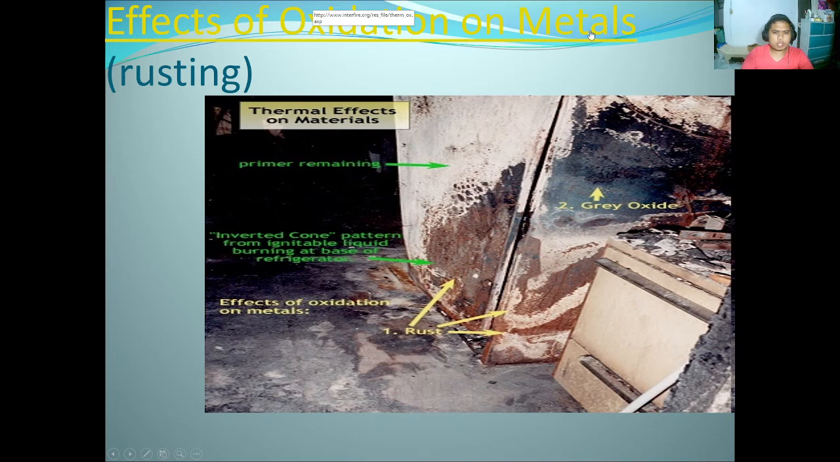Effect of oxidation on the metals, thermal effect of the materials. Ito naman guys, kapag ito ay nangyari sa oxidation o the fire itself, pagdating sa mga metals. No? Gray oxide, ito yung mga area. Inverted cone pattern from ignitable liquid burning at the base of the refrigerator. Ito yung mga inverted cone pattern natin mga kaibigan. Effects of the oxidation of metals o rust. Ito guys. Rust.